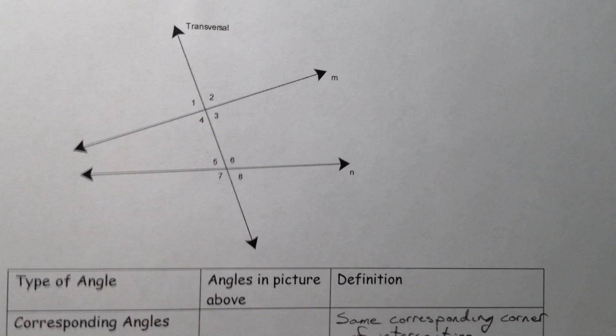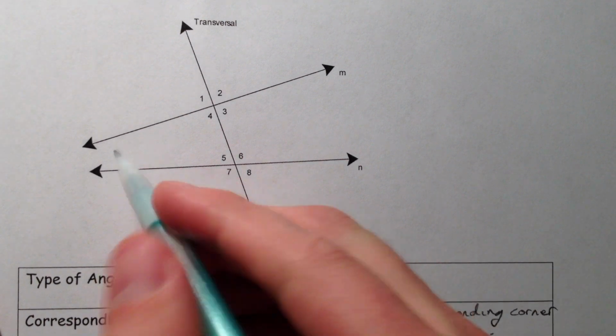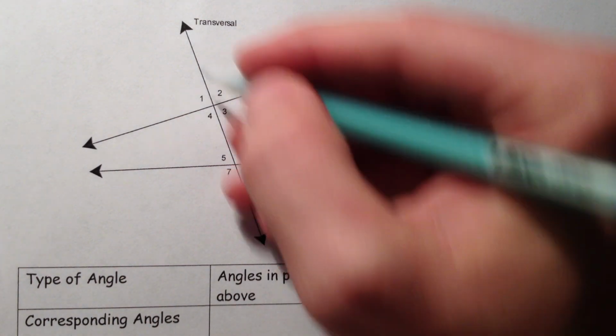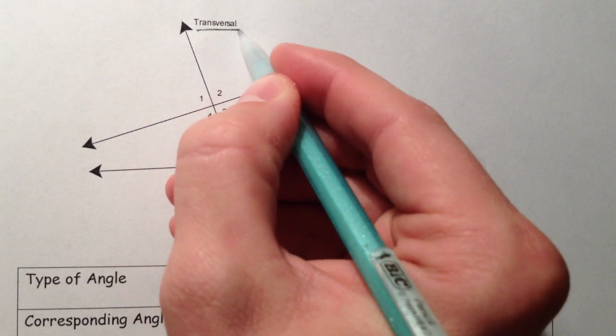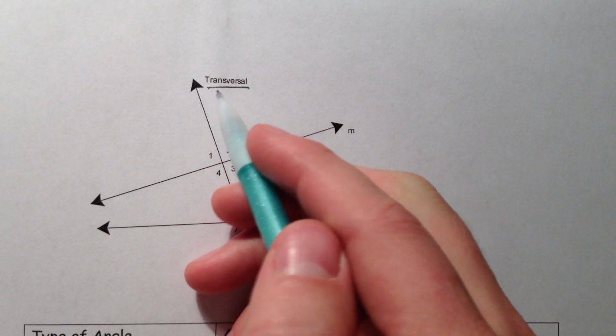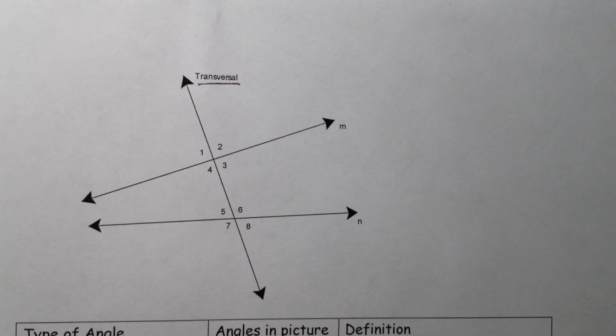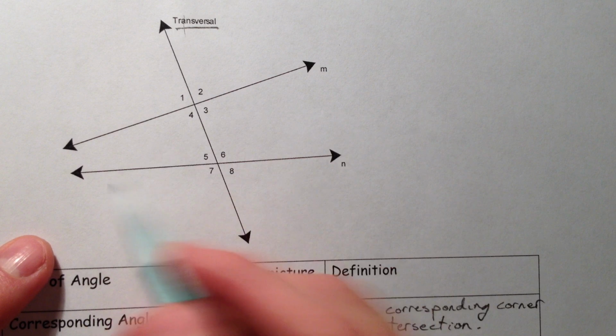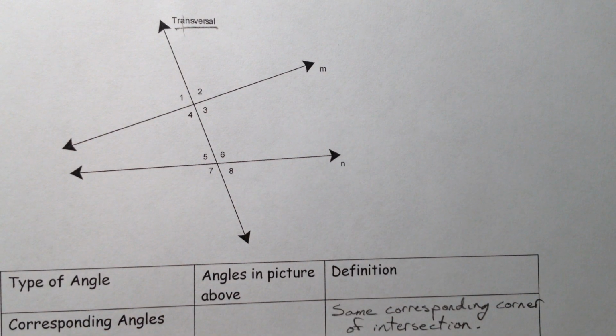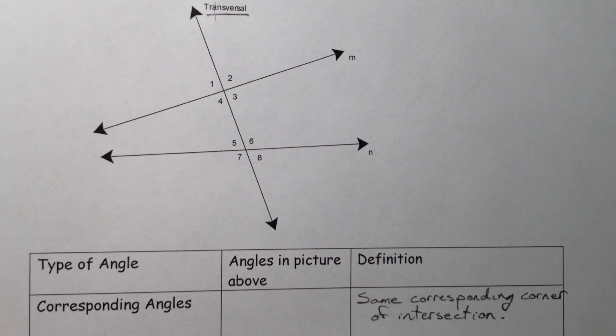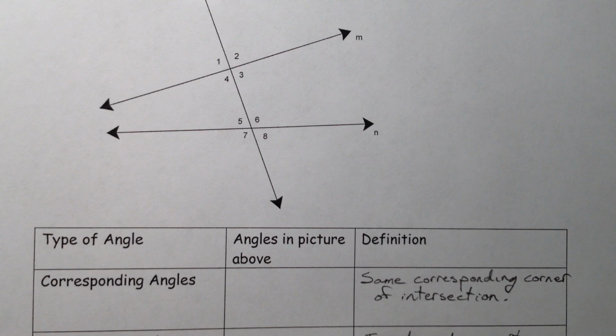All right, so now onto some special angles that are formed. So when we have two lines, and they are intersected by what we call a transversal, it's a fancy word for a line that crosses two other lines, especially in this case. So we've got special angles, first one of which is going to be corresponding angles.